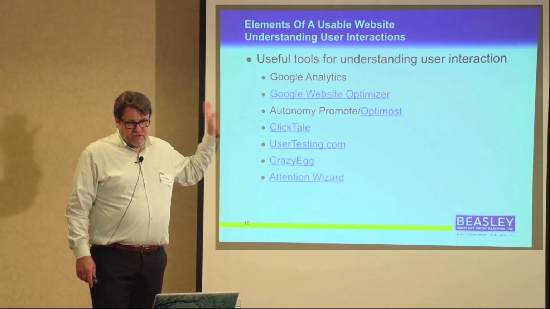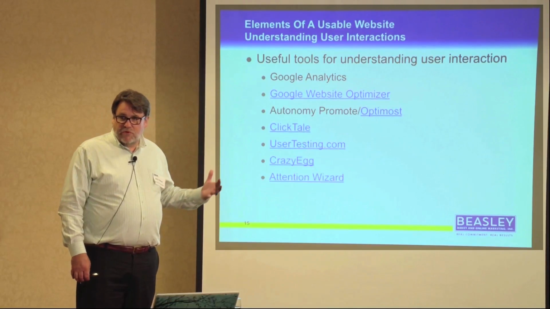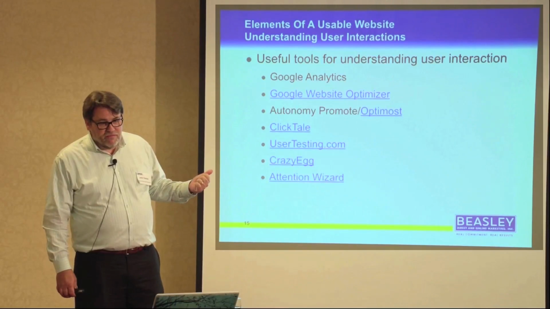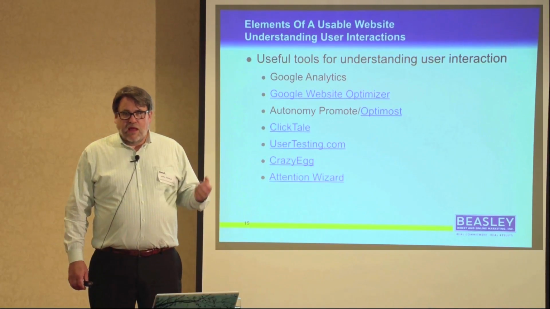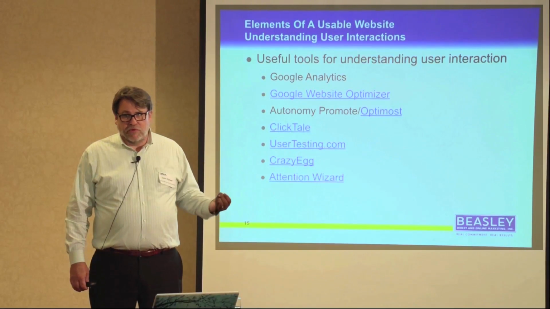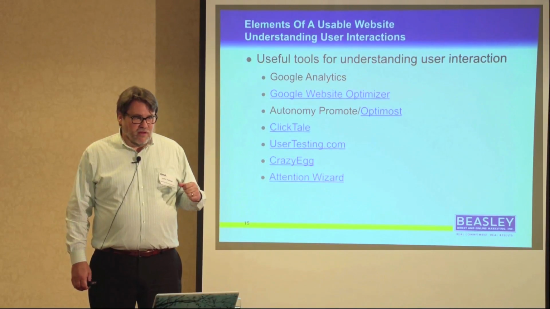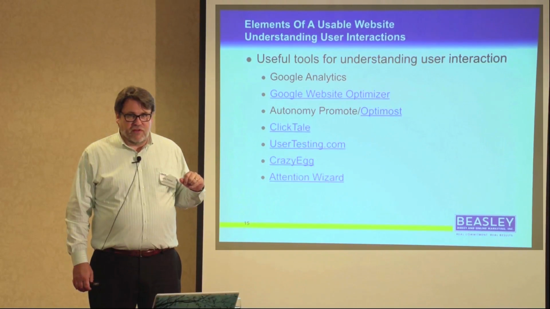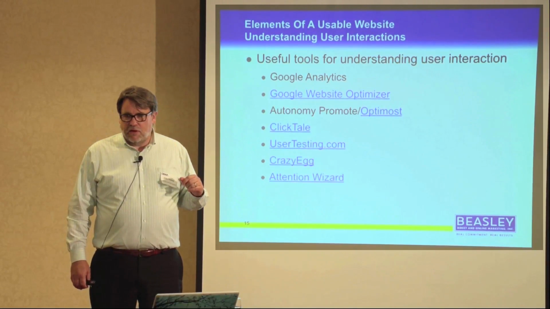Autonomy Promote / Optimost, same thing. Gives you a chance to do multivariant testing. I know the Adobe Marketing Cloud has some functionality you can use from the old Omniture platform. And again, multivariant testing is great. It'll allow you to run a lot of different variables and test them at the same time. Downside with multivariant testing, your margins of error tend to be a little higher, and your confidence levels tend to be a little lower. But it's better than not doing it at all.